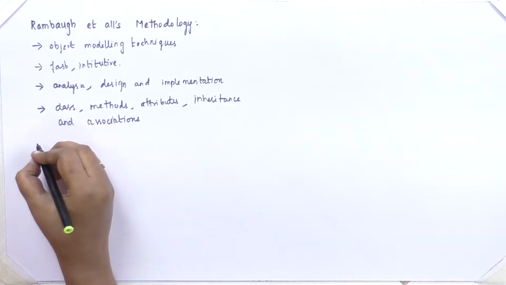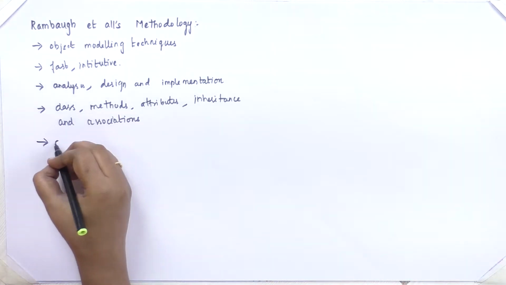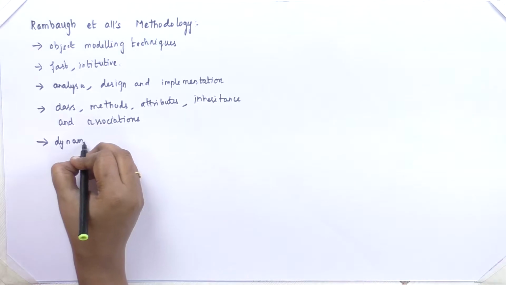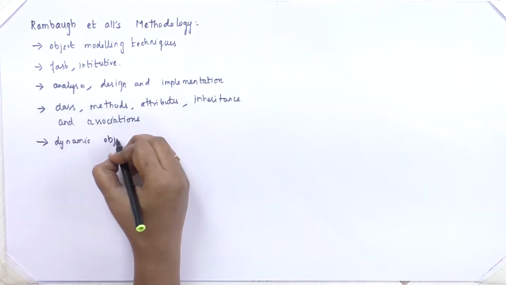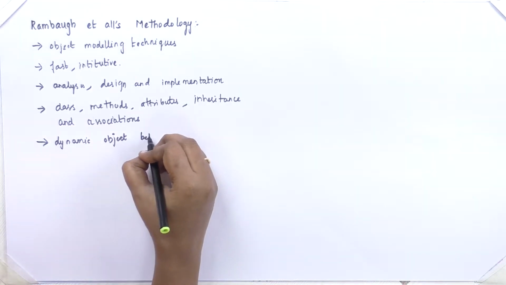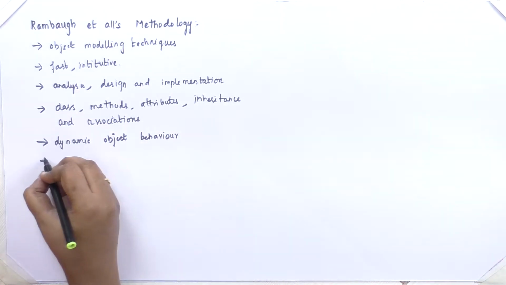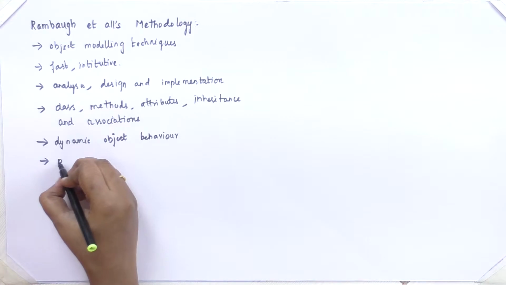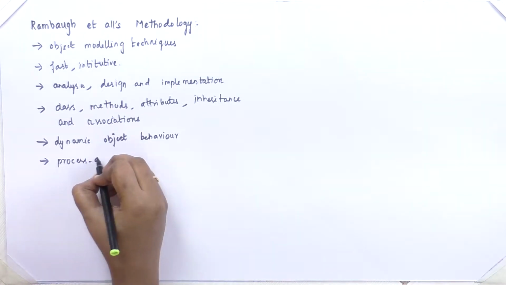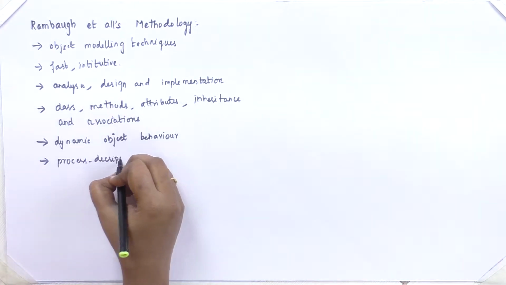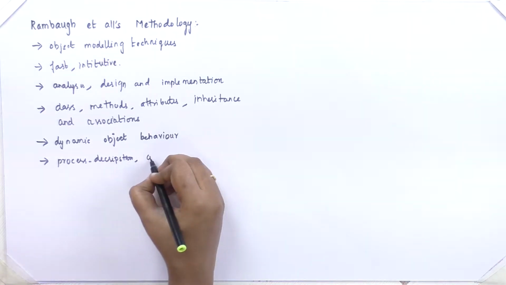So this method is a dynamic method. We have dynamic object behavior, so you can change the requirements of the user at any stage of development of the system. Then in this method you can have process description as well as consumer-producer relationship.